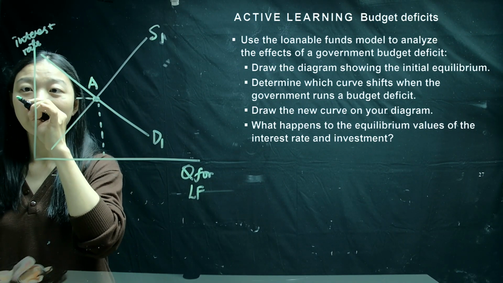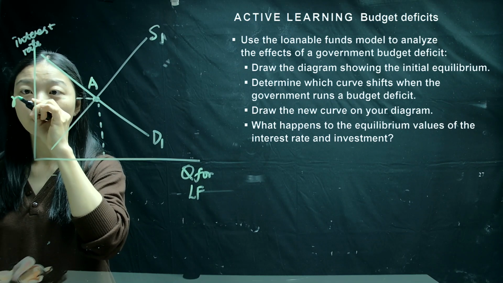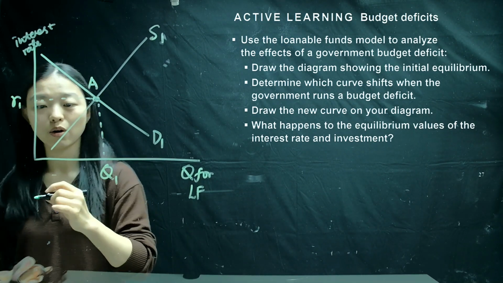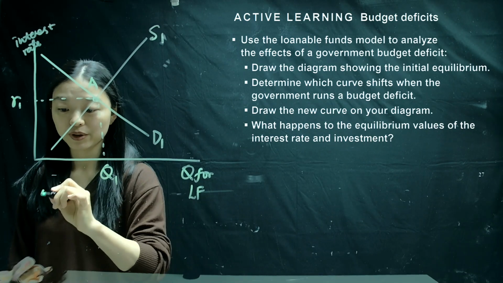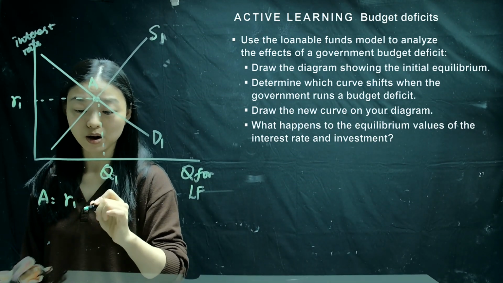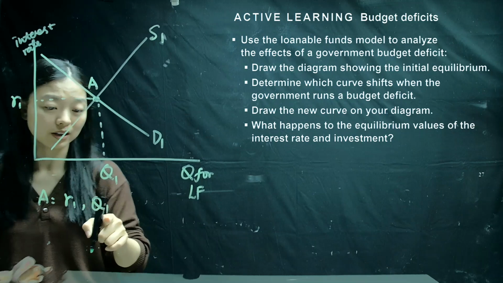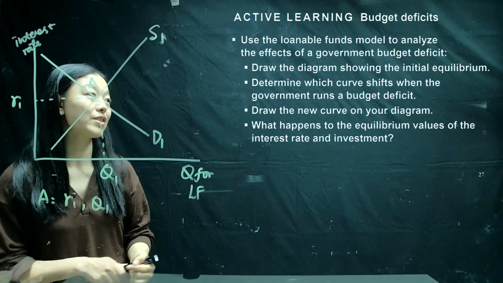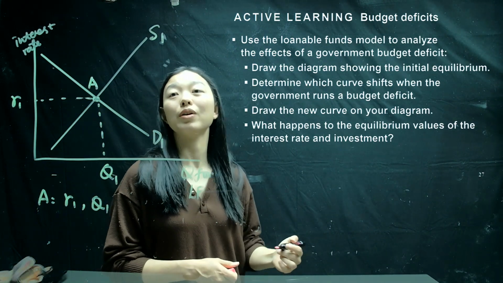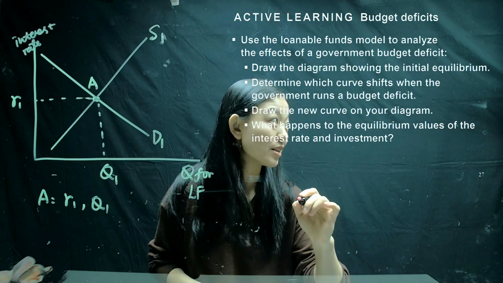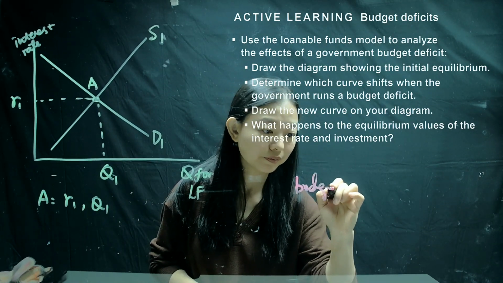I put point A here as the equilibrium point. At point A, I have the interest rate R1 and the quantity is Q1. So A is our original equilibrium point. We have the interest rate at R1 and equilibrium quantity initially at Q1. Now the government runs a budget deficit. How will a budget deficit affect which curve? I just write it down here.